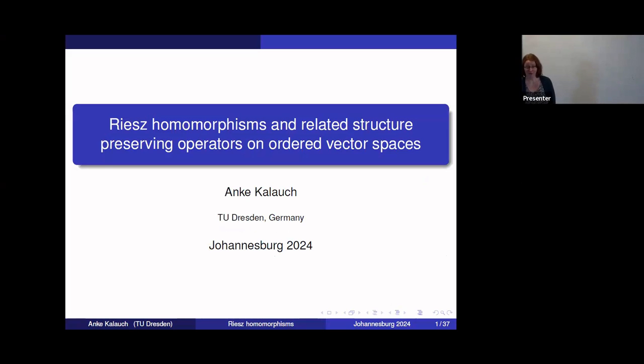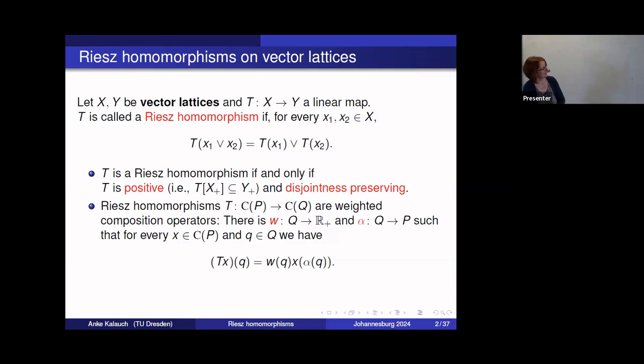As Bruce already said, my main topic is Riesz homomorphisms that preserve the basic structure of vector lattices. And in vector lattices, in the classical theory, it is well known that every Riesz homomorphism is a positive operator and it is disjoint preserving. I will give you all the detailed definitions in a few minutes.